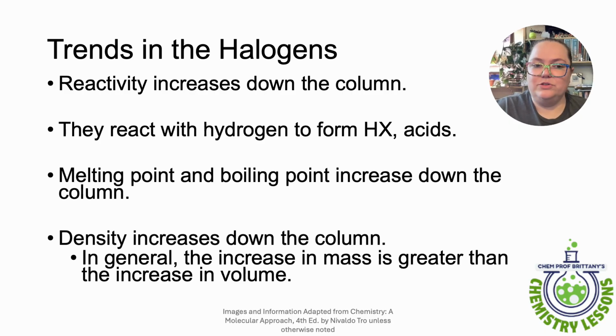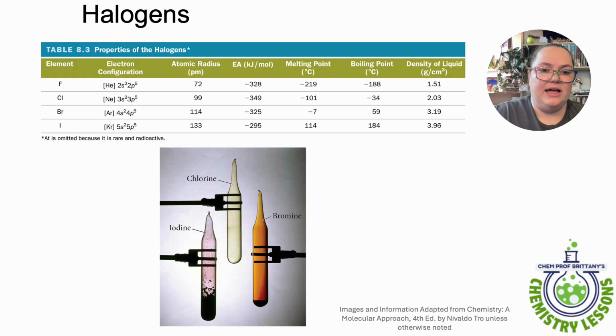The density will generally increase as we go down the column, just like our alkali metals. So we can see that here, right? Chlorine, gas at room temperature. Bromine is a liquid. Iodine is a solid. That's a little hard to see there. But you can see those trends are reflected here as well.